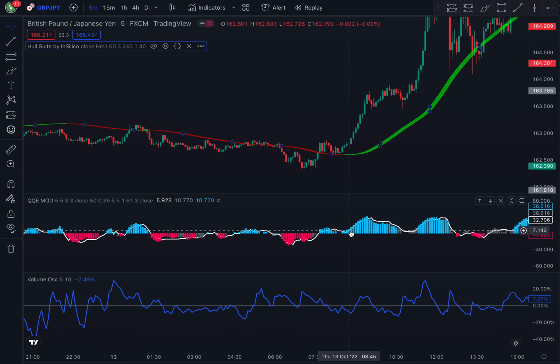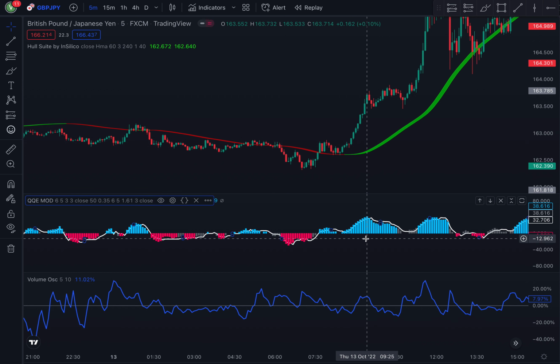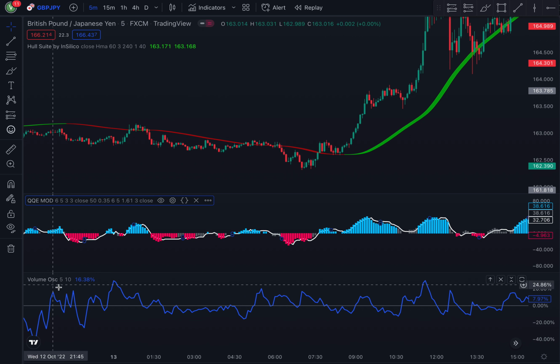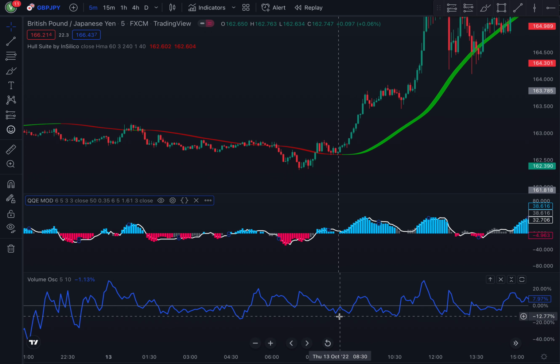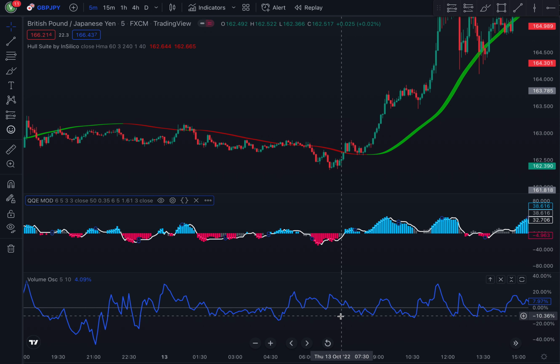The second one is called QQE Mod. It's quite popular, but the good thing is it works. Then the volume oscillator, a very brilliant indicator. It filters out a lot of bad trades. So I'll show you a few examples of trades that you can take, and when to take trades and when not to take trades.